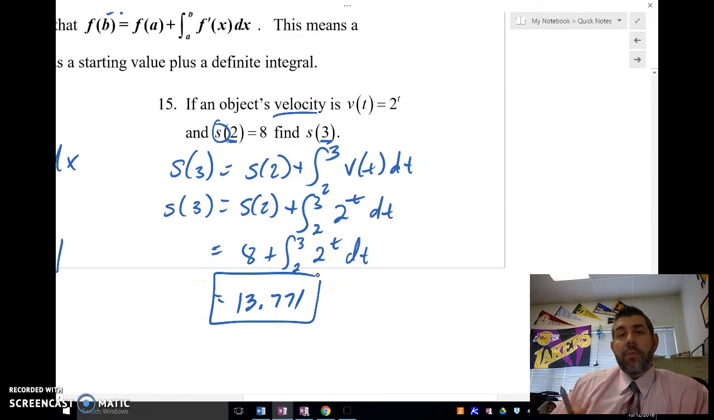So, start plus accumulation: you're starting at a function value, and then you're accumulating to the value that you're looking for.